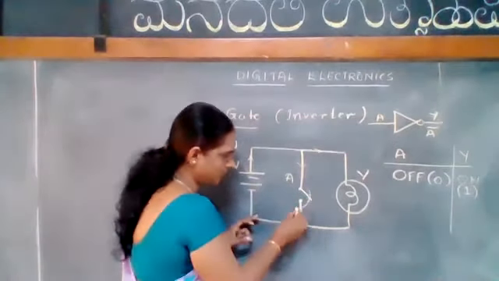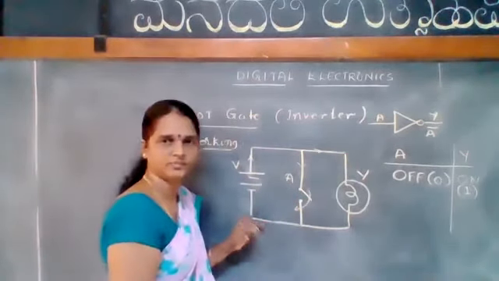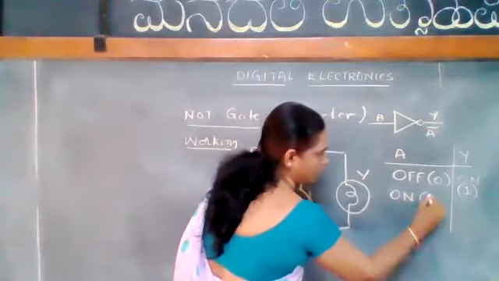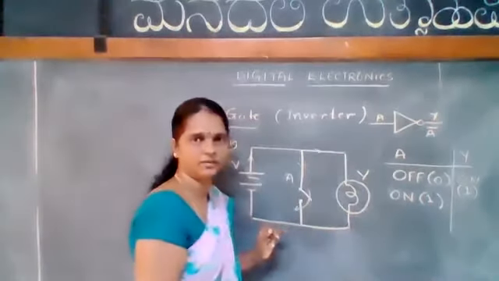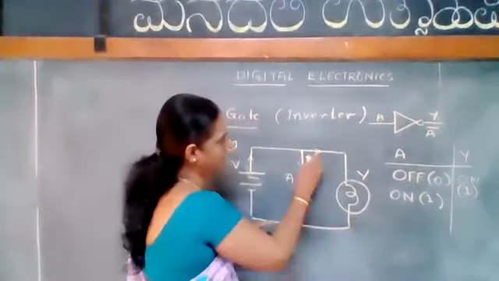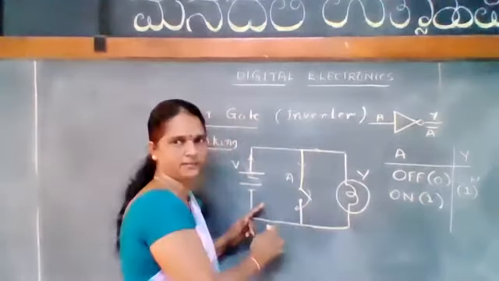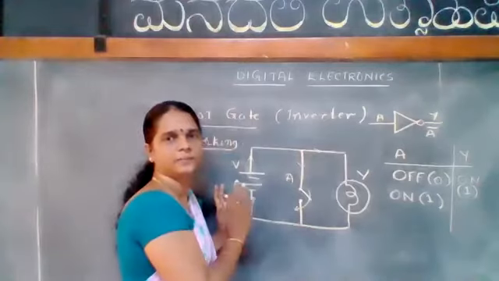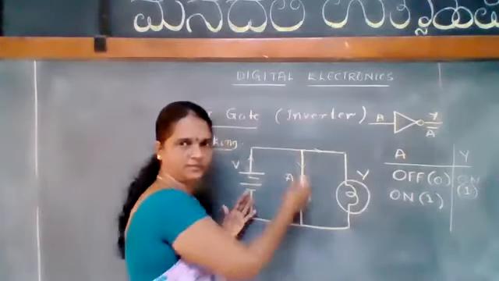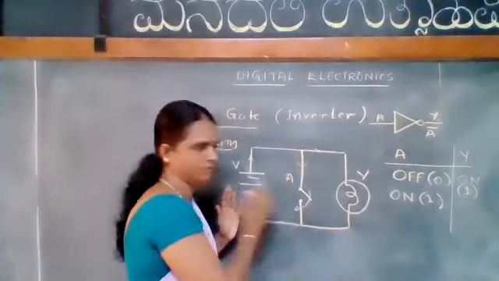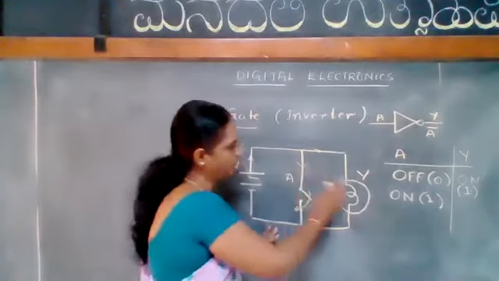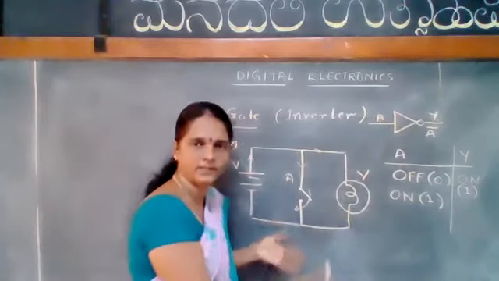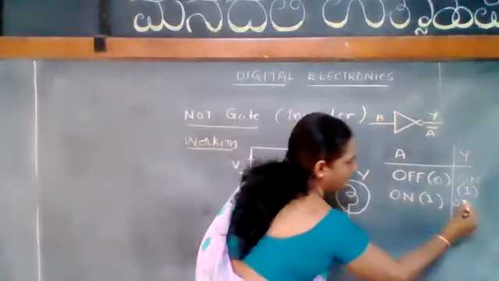Now, let us close this switch. Close the switch. That means the switch is on, that means digital 1. What happens now? For the current, this is the easy path. Instead of through the bulb, the current starts to flow through the wire or the switch, right? Through this path only the current starts to flow. No current will flow through the bulb. Therefore, this bulb remains in off state.